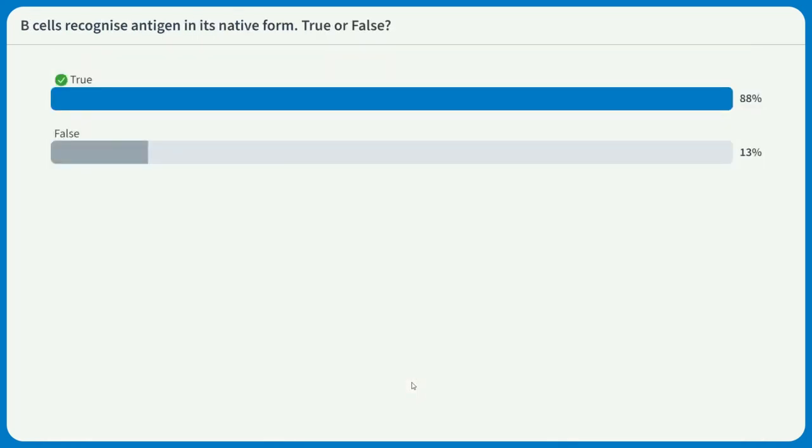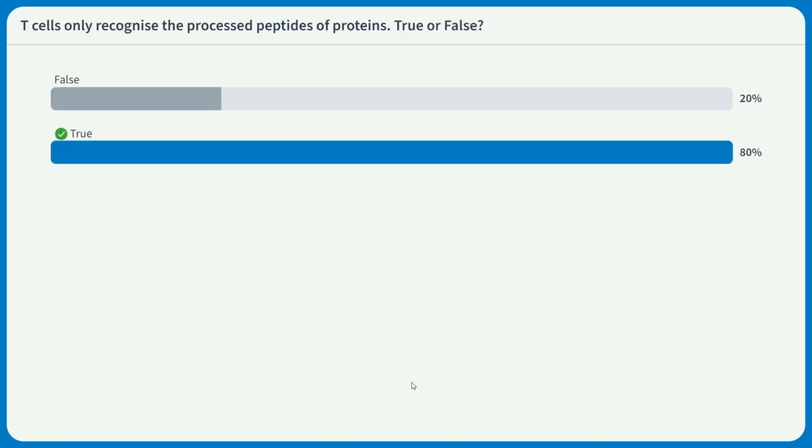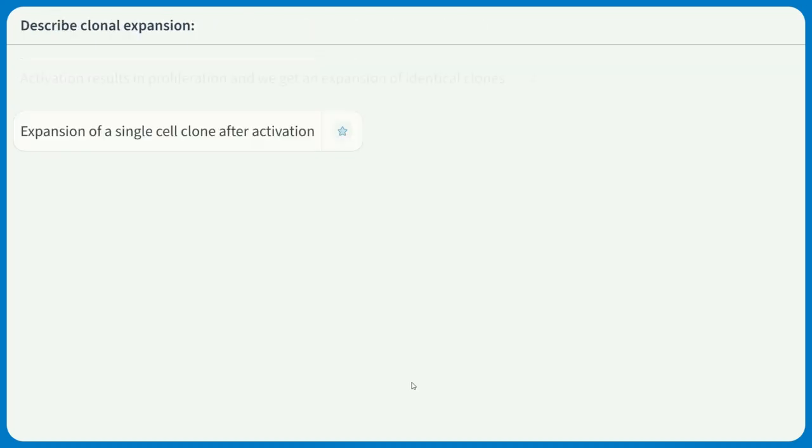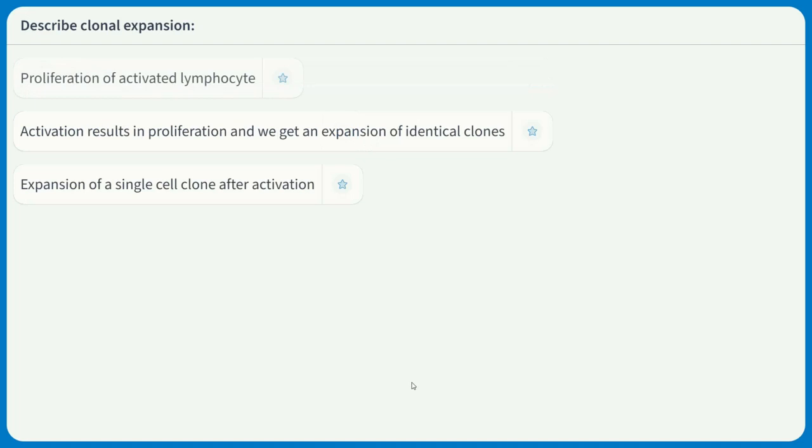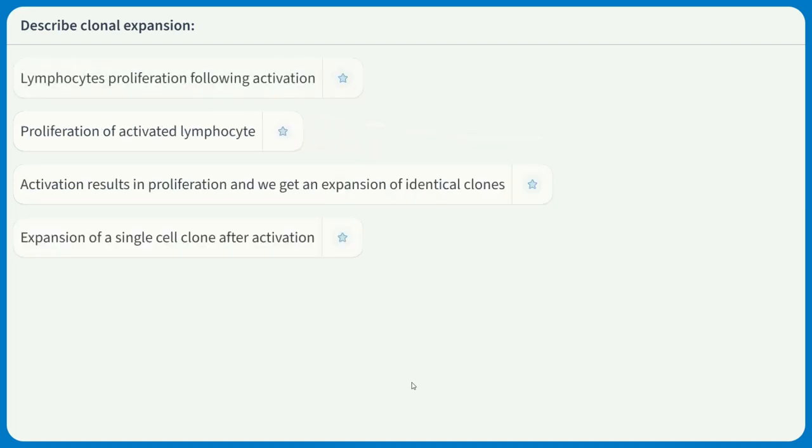B cells recognize antigen in its native form. That's true. T cells recognize peptides of proteins. That's true. And when it comes to clonal expansion, it's the expansion of a single cell clone following activation and the proliferation of activated lymphocytes. So those examples look good as well.